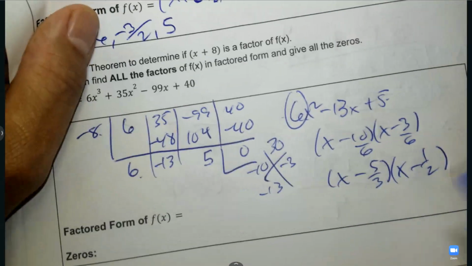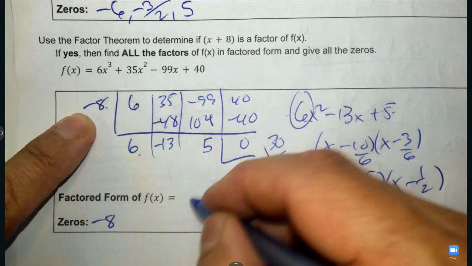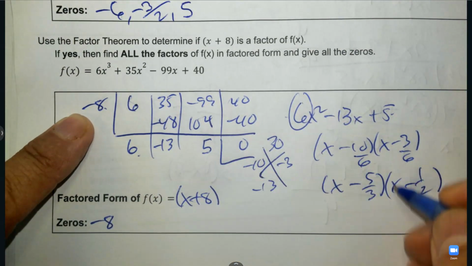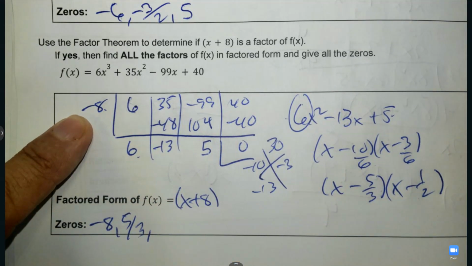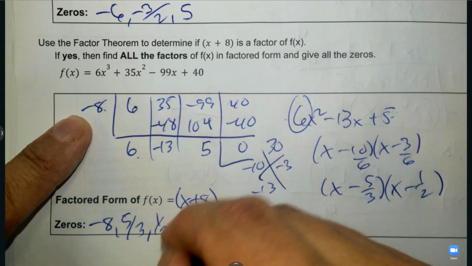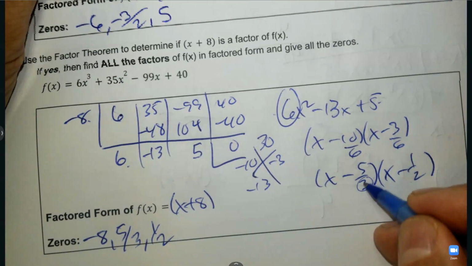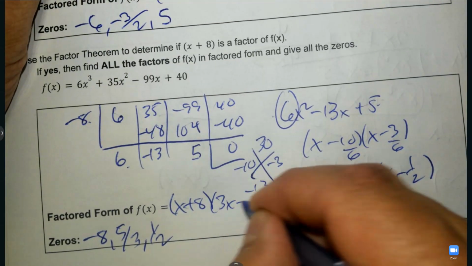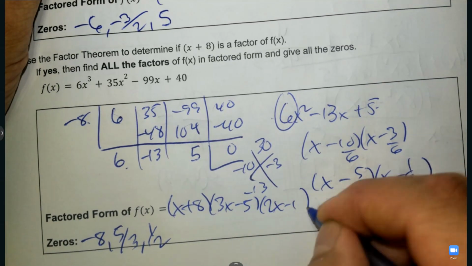And then we slide. So negative 8 is a 0. The opposite is a factor. Here, the opposite is 5/3. Here, the opposite is positive 1/2. And then I slide the denominator. So the 3 is going to slide in front. That's 3x minus 5. The 2 is going to slide in front. That's 2x minus 1. And you did it.